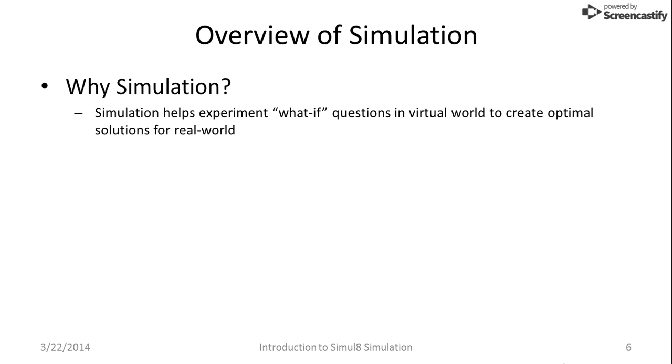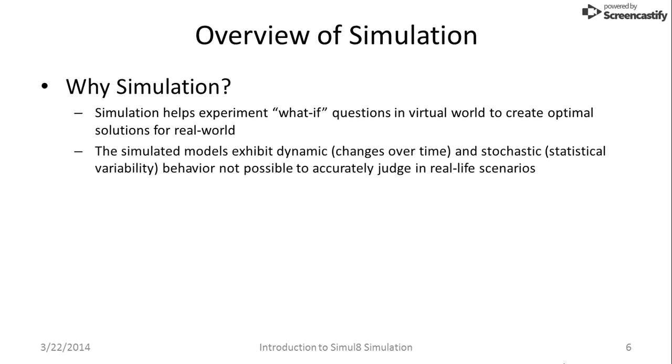So, what if I jump from a cliff? What if the process that I have in my industry, what if I change or move a certain machine from one place to another? What is that going to do to my system? These are the kind of questions that we can solve or answer using simulation. The simulated models exhibit dynamic and stochastic behavior not possible to accurately judge in real life scenarios.